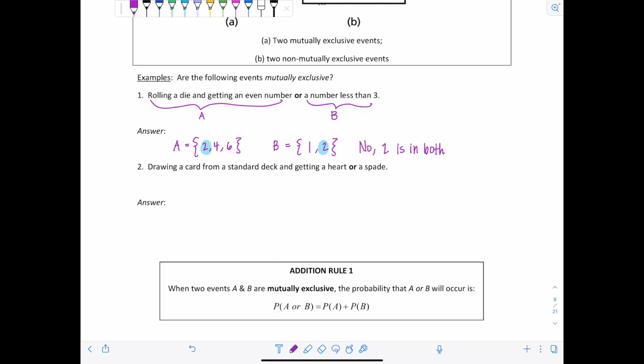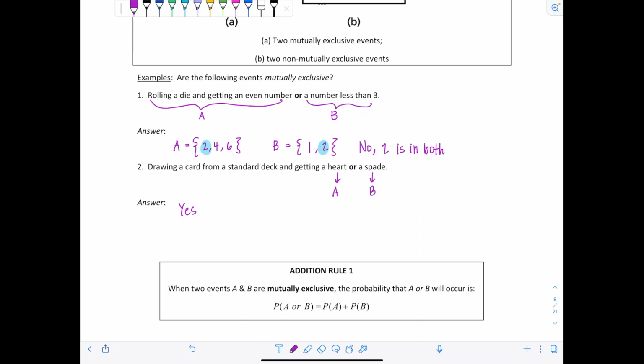All right, let's look at another example. Can you draw a card from a standard deck and get a heart or get a spade? Well, those are two completely different suits. You'll never have a card that's a heart and a spade at the same time. I'm not going to list out each of the sample spaces. There's 13 hearts, there's 13 spades, but none of them overlap. So if there's no overlap, then we say yes, the events are mutually exclusive, okay? No overlap means yes, mutually exclusive.